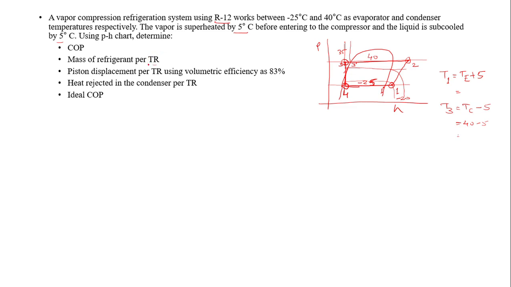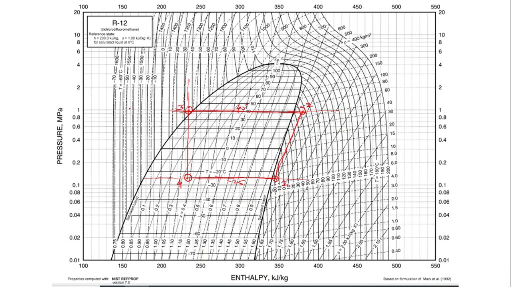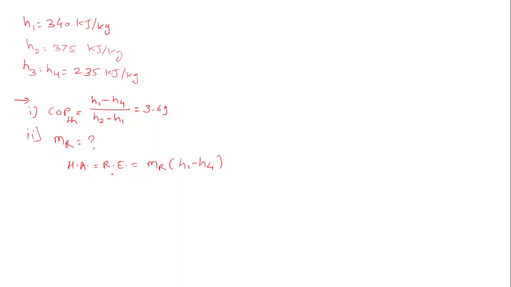What is given is that the cooling capacity is 1 TR, and with respect to 1 TR you are supposed to find the mass of refrigerant. In this case, the refrigerating effect is nothing but the 1 TR. I convert that 1 TR to kilojoule per minute by multiplying it by 210, which equals MR into H1 minus H4. You get the answer for MR, which may be around 0.03 kg per second. Just cross verify the answers you have got.